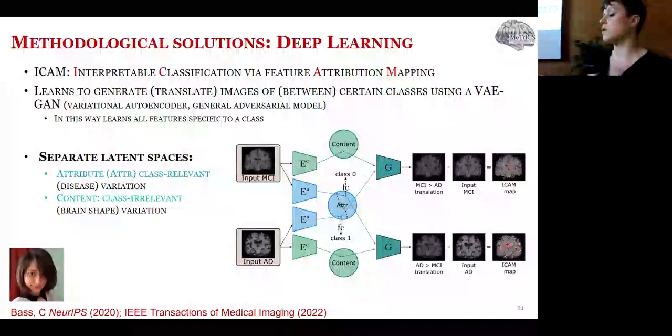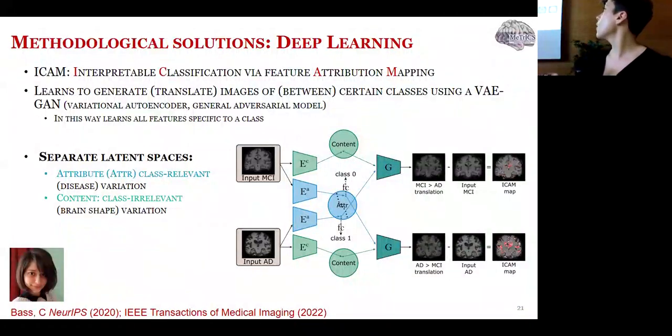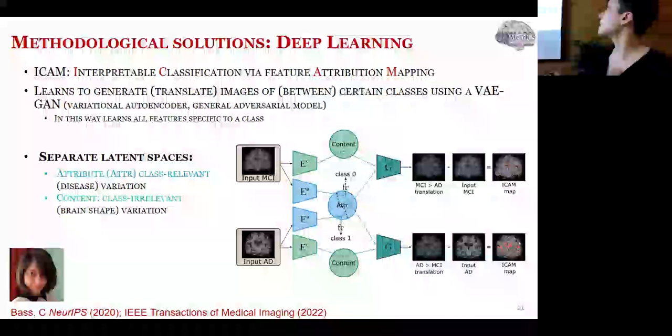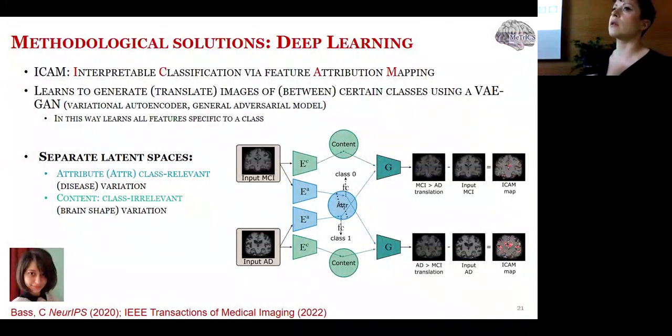So the first method that we looked at to try and improve the ability to understand and pick up on all features of disease was ICAM. So this is a generative model that performs image-to-image translation. So what that means is it will take an image that has Alzheimer's and learn how to translate this back to a prior state of mild cognitive impairment. In the process of having to do that, it has to pick up on all features in the image that are predictive of that disease.